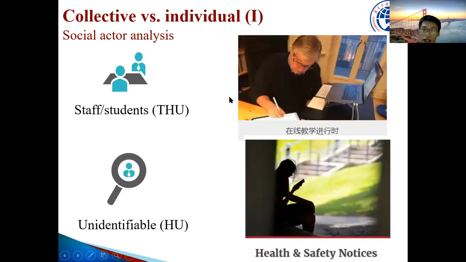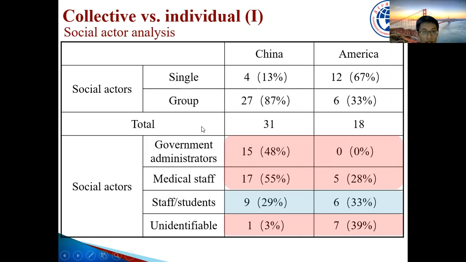This image is about a teacher preparing for his lessons, so it is termed as staff or students. Other kinds of social actors are termed as unidentifiable in our coding. The results are as follows.